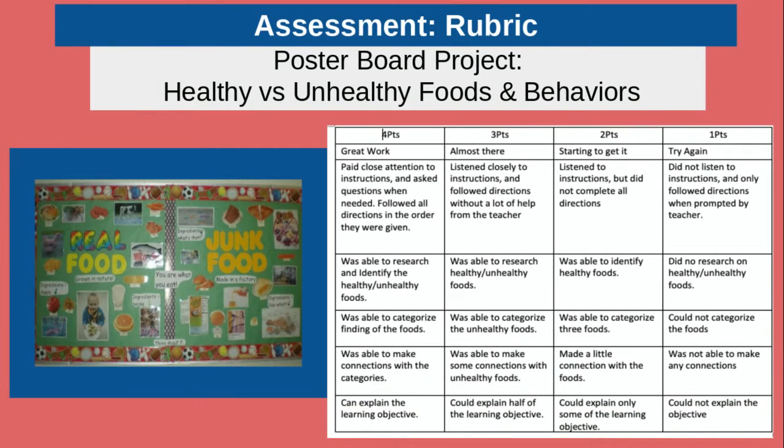For 3 points, listen closely to instructions and follow directions without a lot of help from the teacher, was able to research healthy and unhealthy foods, was able to categorize the unhealthy foods, was able to make some connections with unhealthy foods, could explain half of the learning objective. For 2 points, listened to instructions but did not complete all directions, was able to identify healthy foods, was able to categorize 3 foods, made little connection with the foods, could explain only some of the learning objective.